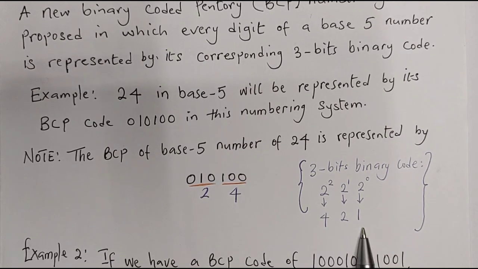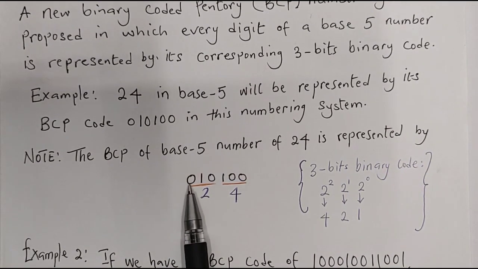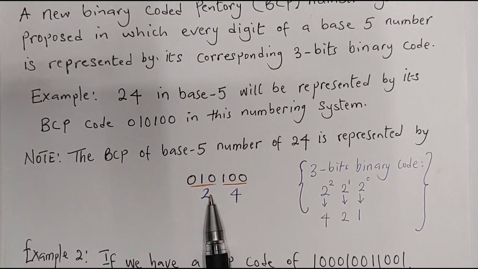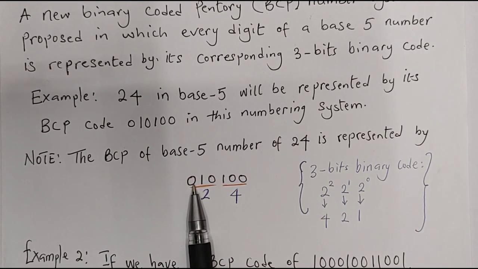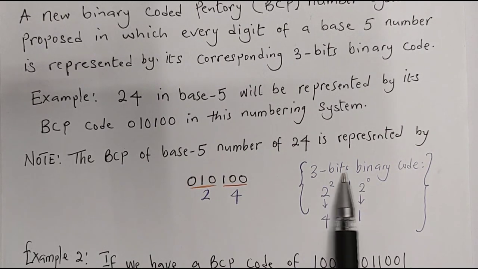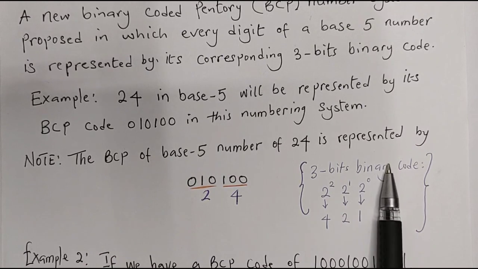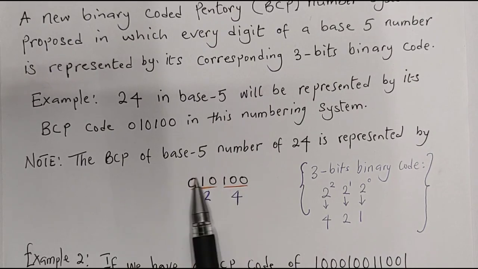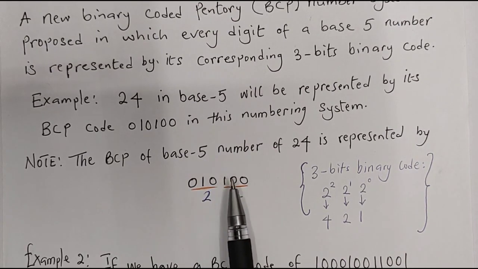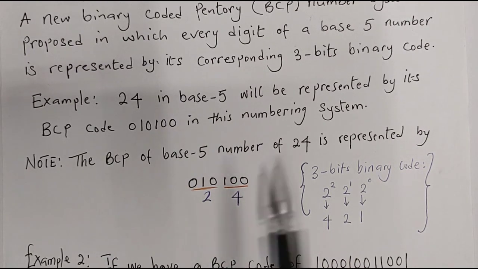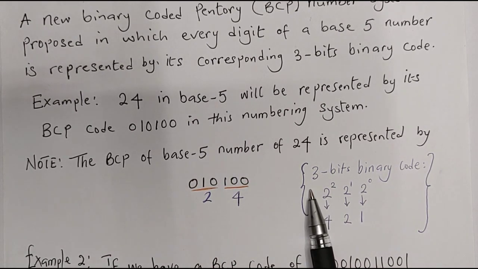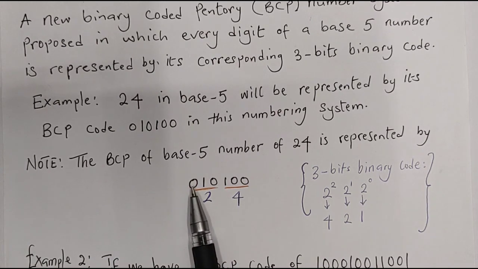Now since we understand this formula, once you have this code and we need to represent it in the base 5 number system, we need to group the bits in threes. Since we're using a 3-bit binary code, we group them in threes. In that case, when you have a BCP code 010100, all you need to do is group. You start from the left-hand side and group in the direction of the right-hand side. So what we'll do first is count 1, 2, 3, ensuring that you have 3 digits in a group.